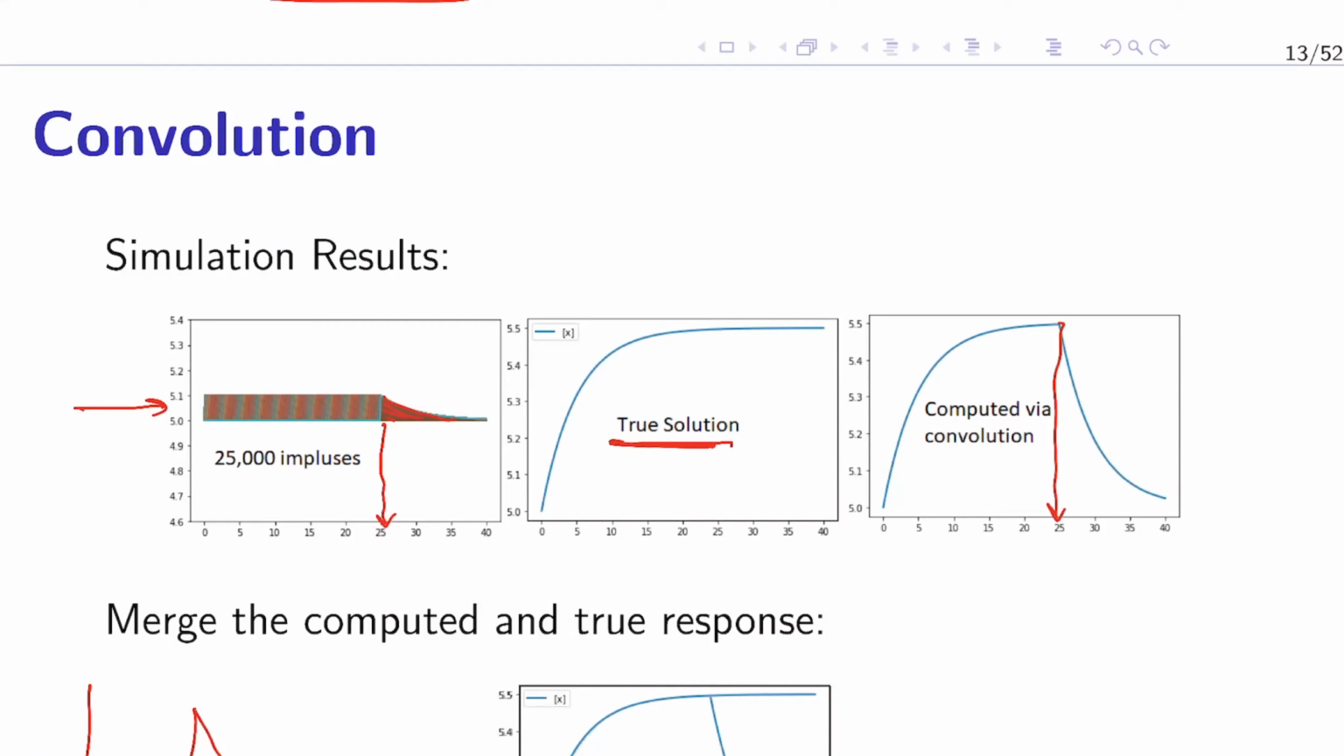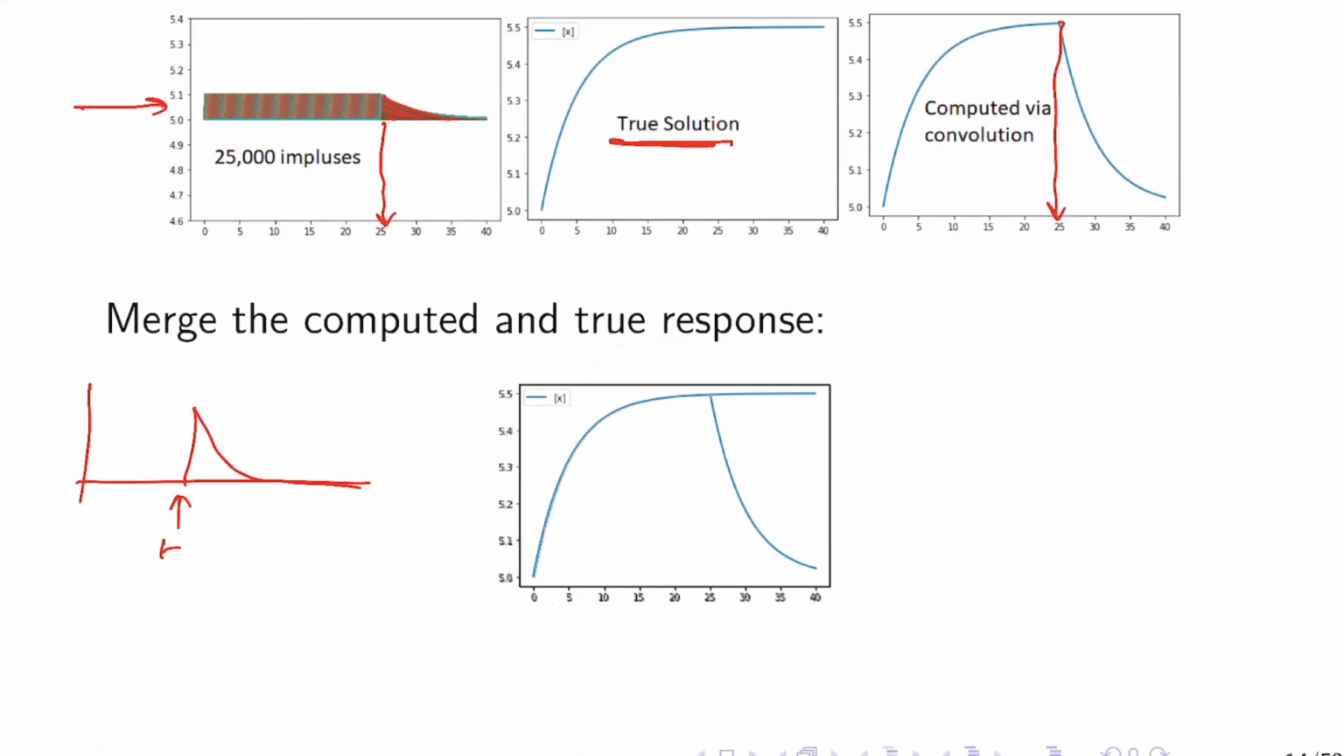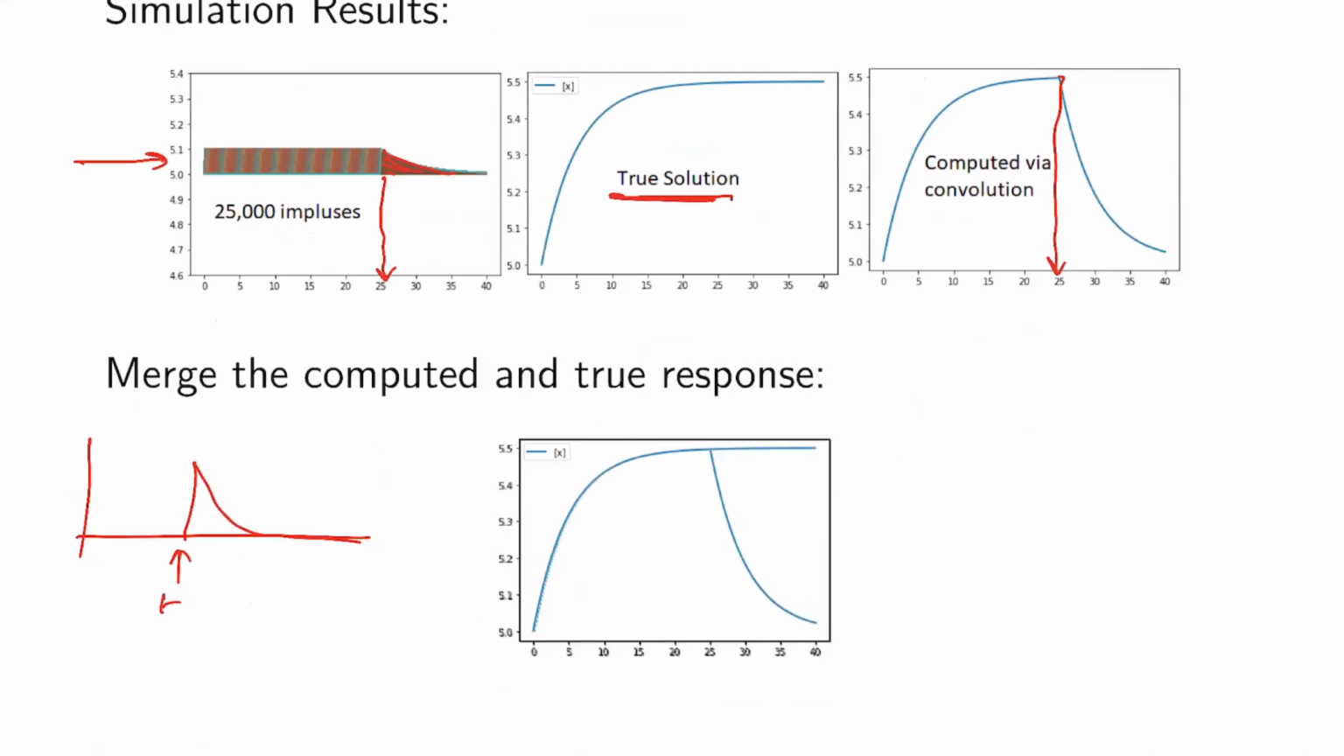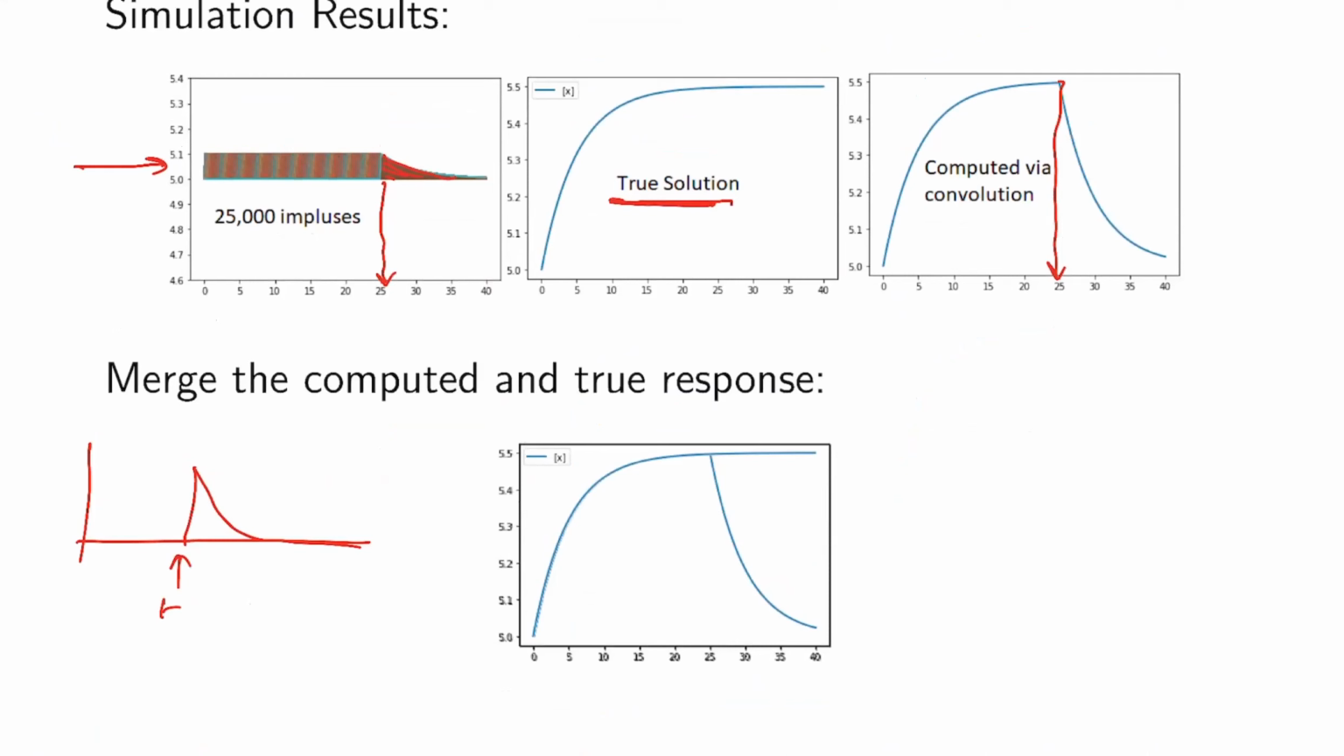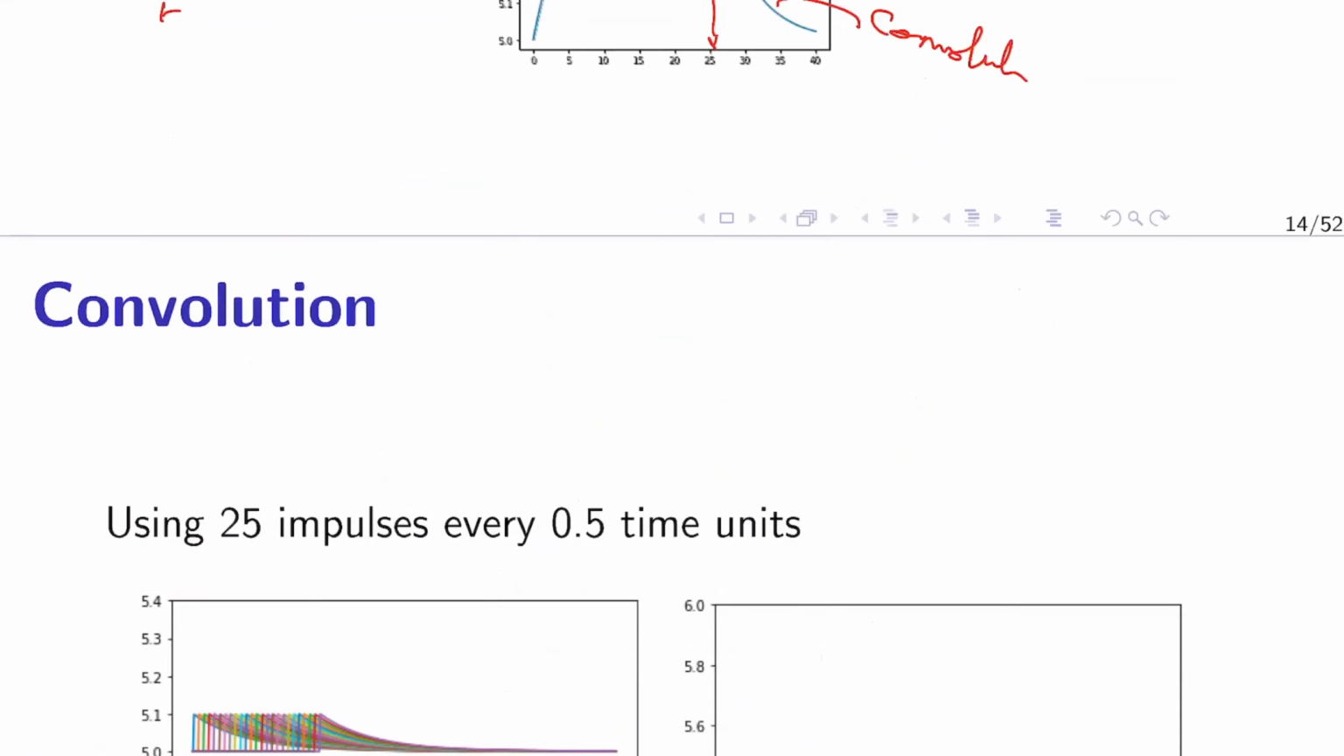Now, looking at this, I didn't know whether those two were exactly the same or not. So I merged them, putting one on top of the other, and they are exactly the same. This line here is the true solution coming off, and this one here is the convolution. You can see right up to the 25,000, it's exactly the same. So the convolution really has computed the step input. This is basically how the convolution works.